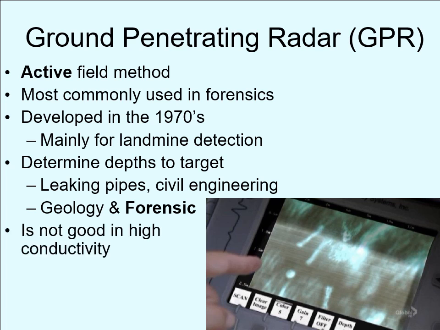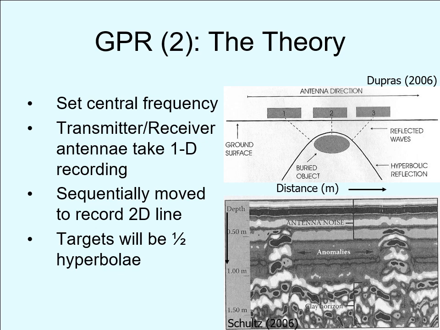Other slight caveats to that, it's not good in high conductivity soils, saline soils, for example, near the sea, clay-rich soils, which we've got a lot of in the UK, and also roots and things like that. You get a lot of non-target responses as well. So you've got different set frequencies, normally in the megahertz range. Low frequency would be something like 50 to 100 megahertz, and high frequency maybe up to 1200 megahertz or 1.2 gigahertz. And you basically move it along a survey line. You're getting a vertical slice of the ground.